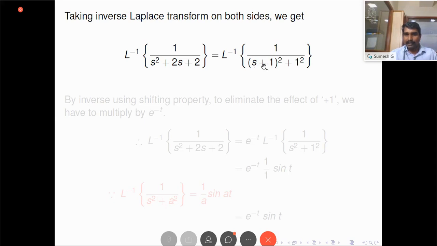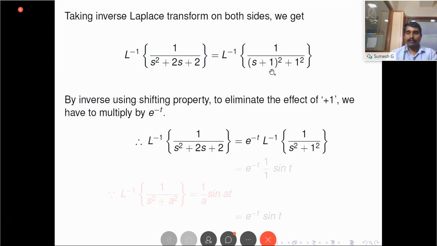So to eliminate the effect of this plus 1, we have to multiply by e raised to minus t. So then it becomes e raised to minus t into the inverse Laplace transform of 1 by s square plus 1. By multiplying by e raised to minus t, this plus 1 cancels. To eliminate the effect of this plus 1, we multiply by e raised to minus t. So this becomes e raised to minus t into the inverse transform of 1 by s square plus 1 square.